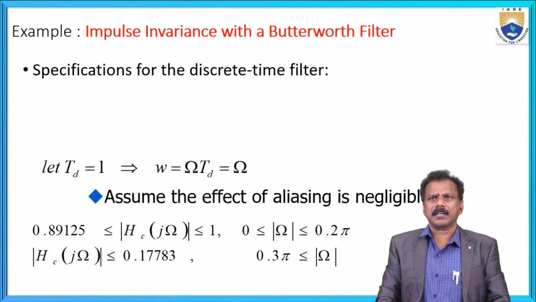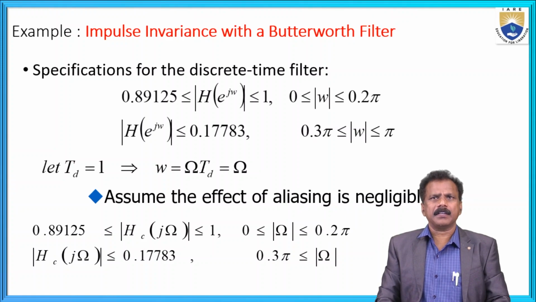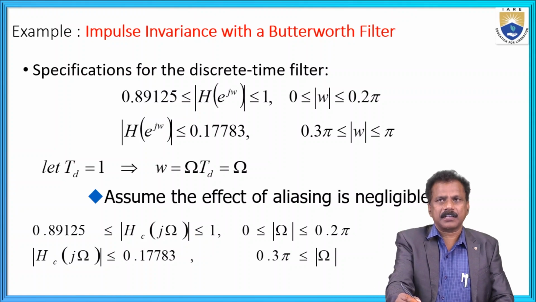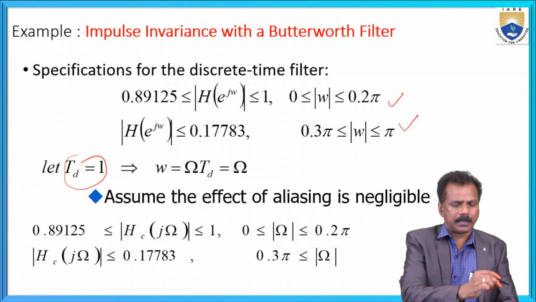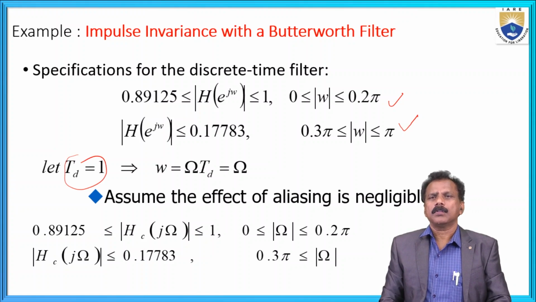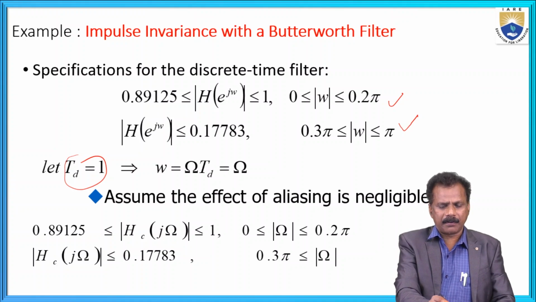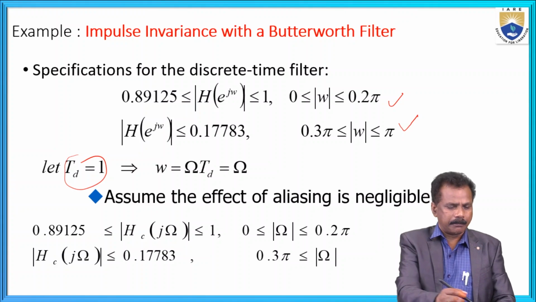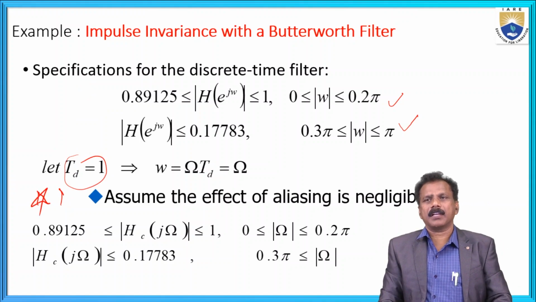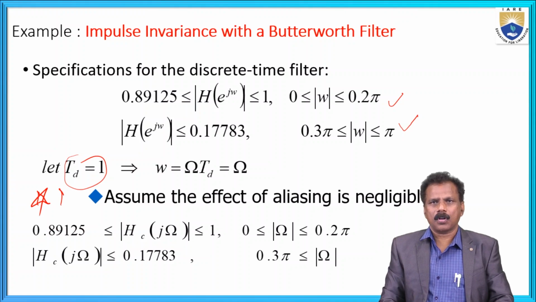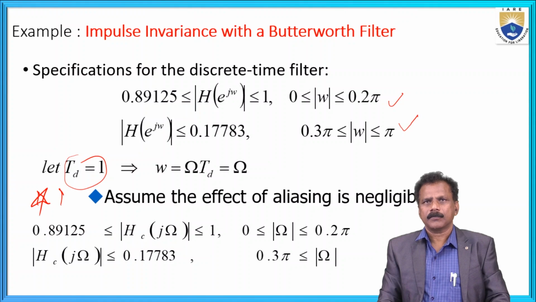Okay, specification for the discrete time system or discrete time filter. Here it is given. Okay, the first specification is like this. Second specification, let T_d equal to 1. What happens here? Omega is equal to omega sigma into T_d, equal to omega. Assume that the effect of aliasing is negligible. This is the important aspect. If you are using this condition, assume that the effect of aliasing is negligible. So now the notations are changed. The specifications are changed.